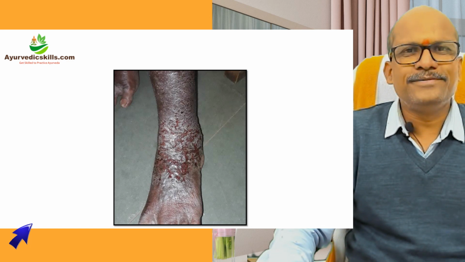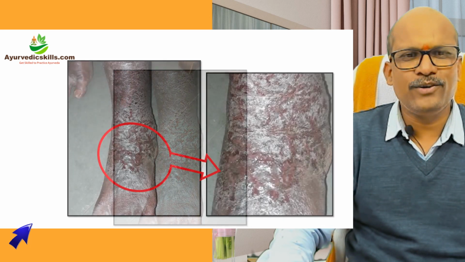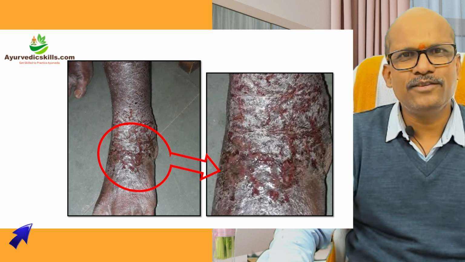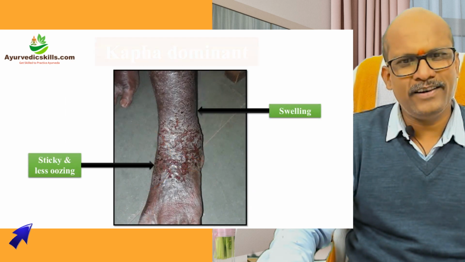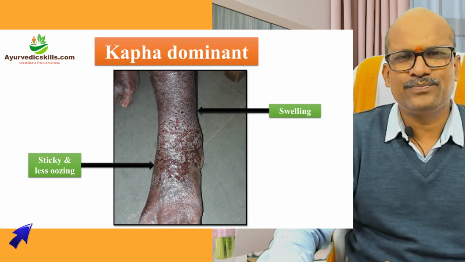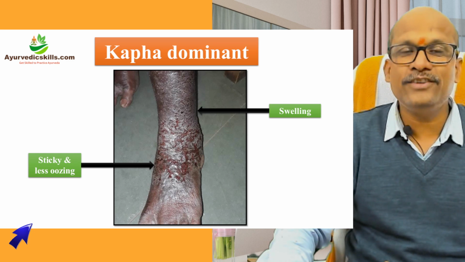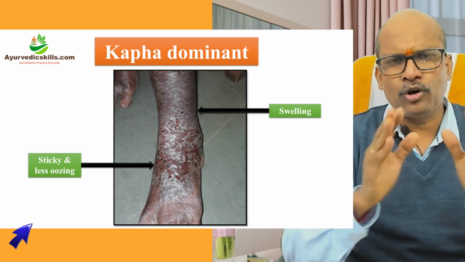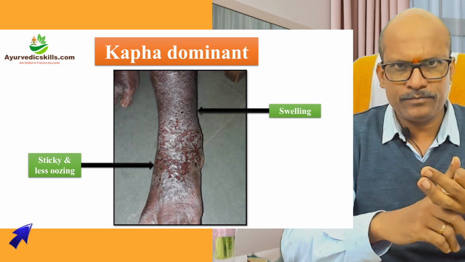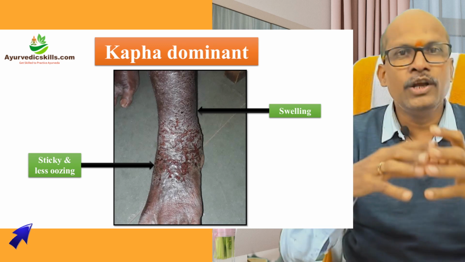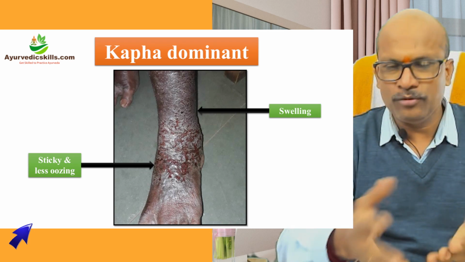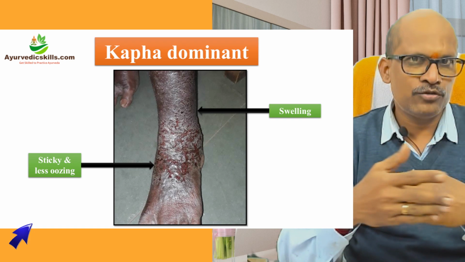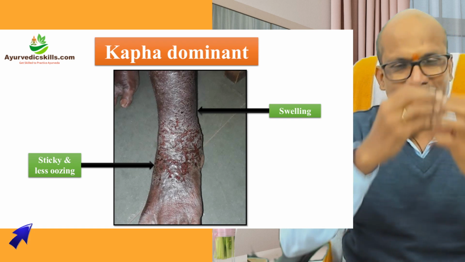Now, what about this? Let me give a zoomed-in image. You can see it is more sticky, less watery, and associated with swelling also. So it is Kapha dominant. Kapha does not necessarily mean watery. It is Prithvi and Jala Mahabhuta dominant, Prithvi Pradhana with Jala. So it will be like clay, not hard, but a little sticky clay. When there is more Kapha, it will be more thick and sticky, with less oozing.